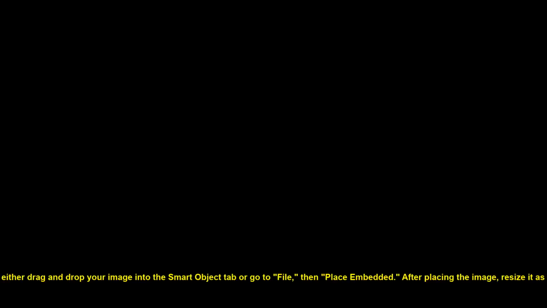In the new tab, you can add your design or image. To do this, you'll want to either drag and drop your image into the Smart Object tab or go to File, then Place Embedded. After placing the image, once you're satisfied with the placement, save the Smart Object by clicking File and then Save. Close the Smart Object tab to return to the mockup.